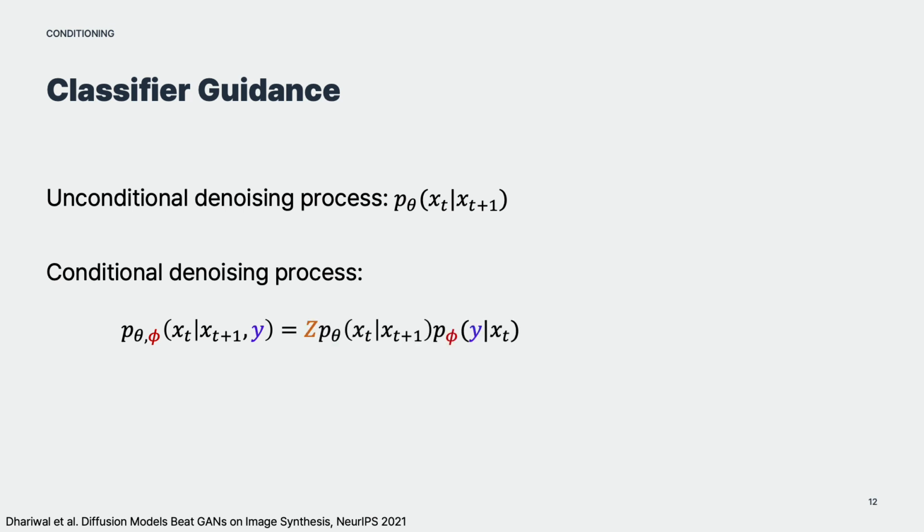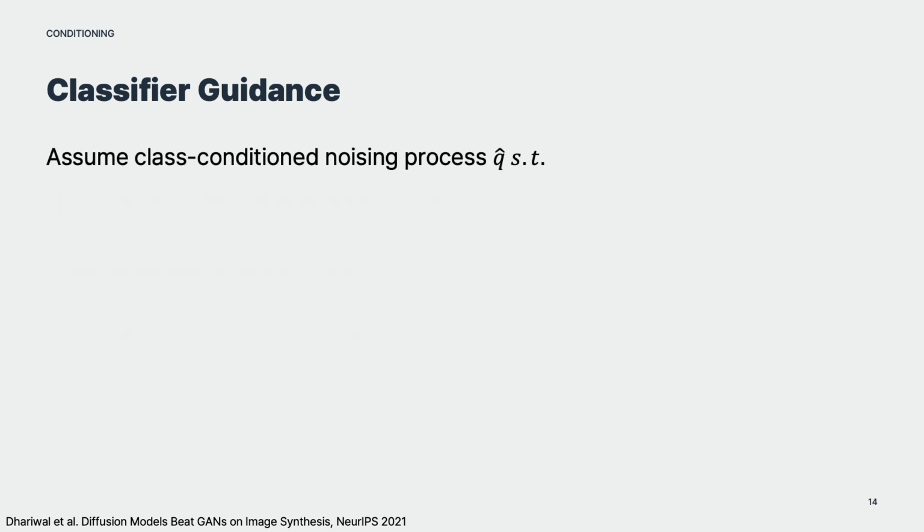This can be summarized as a constant Z, the original unconditional denoising process, and a term like p phi of y given xt. We will now derive this step by step. First, let's begin by assuming the forward process. Suppose the class conditional noising process is denoted by q hat.